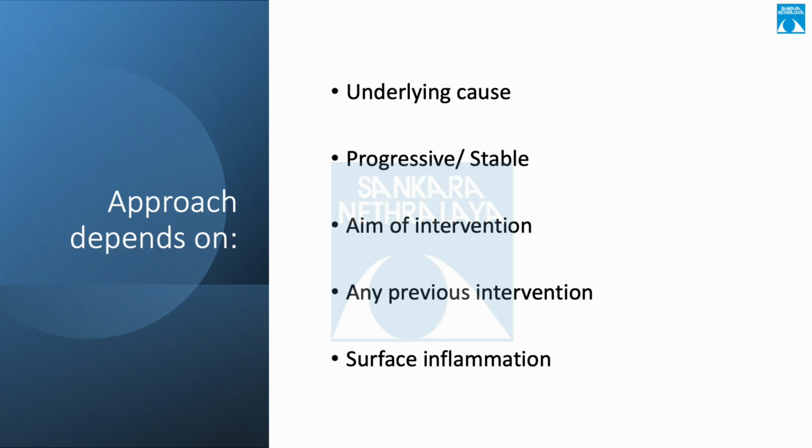The fornix shortening, whether it is progressive or stable, and what is the aim of our intervention? Is it a visual rehab that we are planning for, or is it only cosmesis that the patient is looking for? The counseling will significantly vary depending upon the aim of this intervention. Was there any previous intervention that was done for the fornix shortening that we are seeing now? And how inflamed is the eye? Whether the patient's surface inflammation needs to be controlled before planning the intervention.